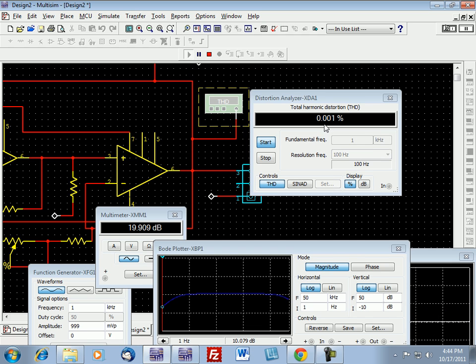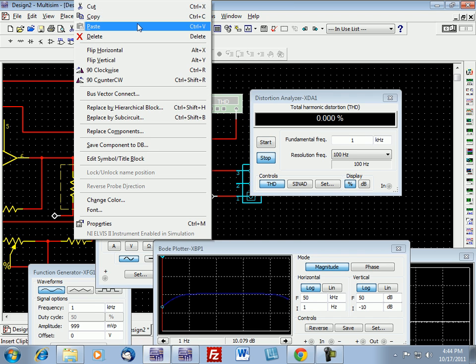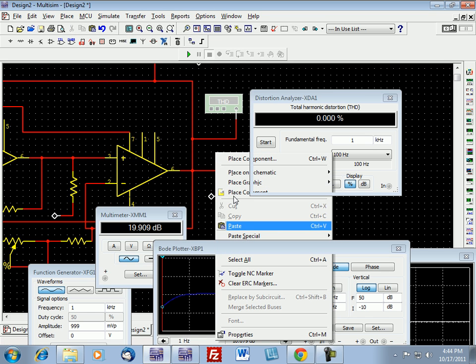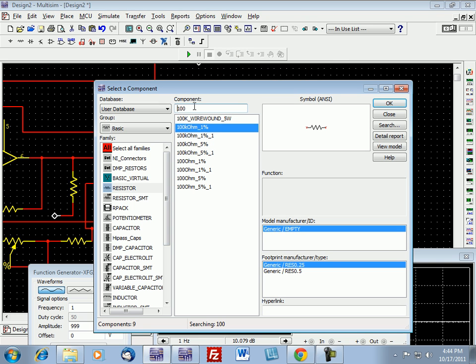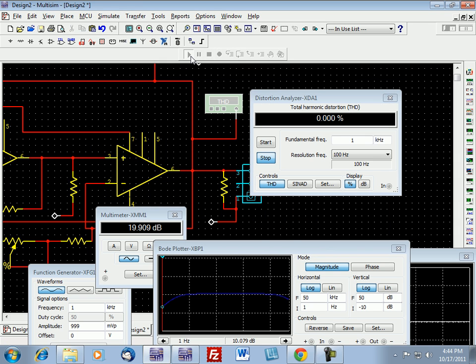Wow, look at that. All zeros, all zeros, and that's at 19 dB. Let's put a load on it and see what we end up with. Let's put a 10K load. So a 10K load is a point zero. It still went back to no distortion even with a 10K ohm load.